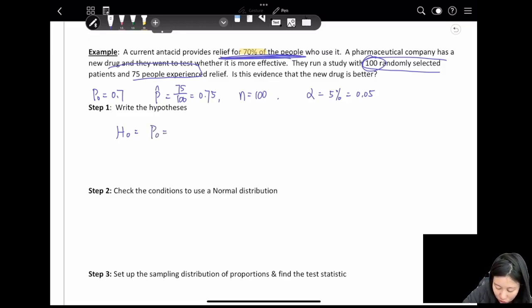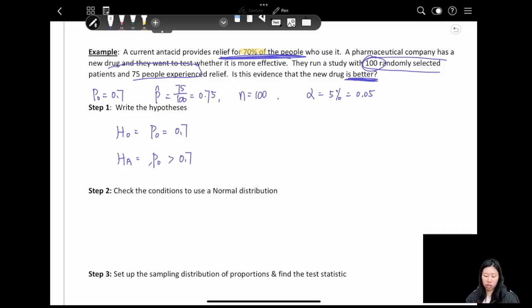So our p0 equals 0.7, and the alternative is what? It said the new drug is better. Better means it's more than, right? So we have the alternative: p is greater than 0.7.